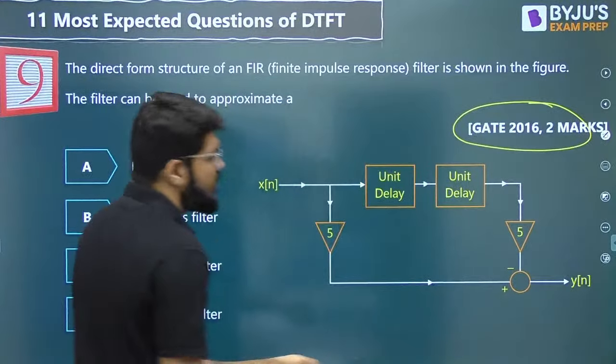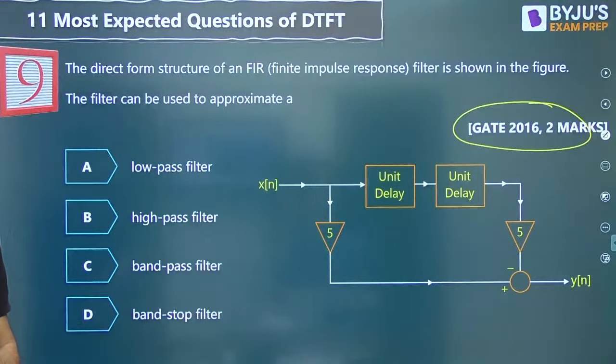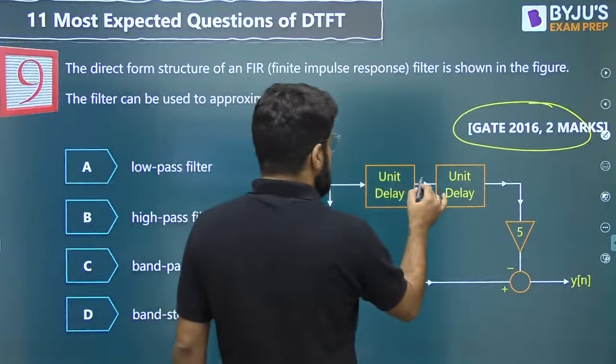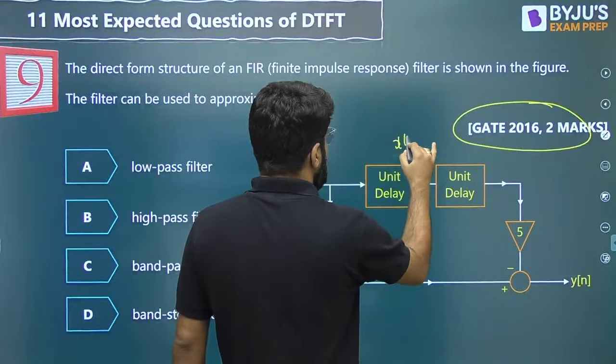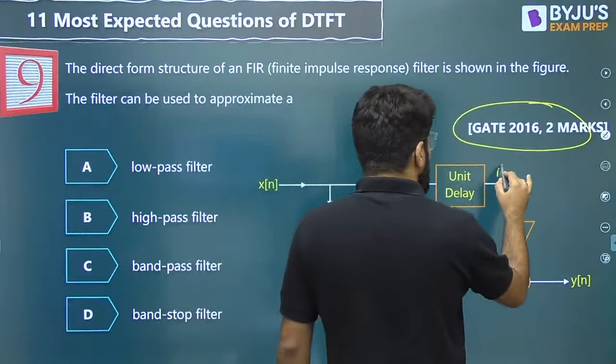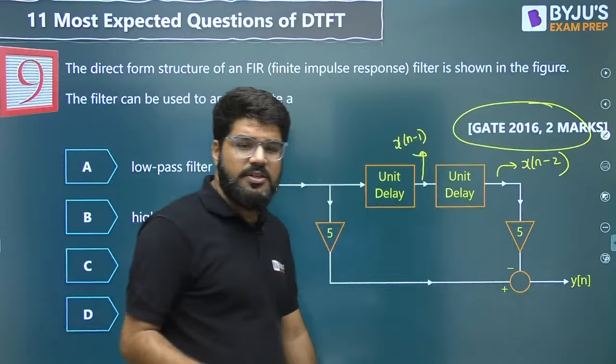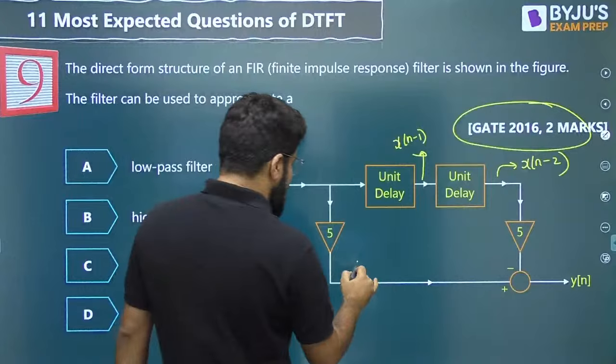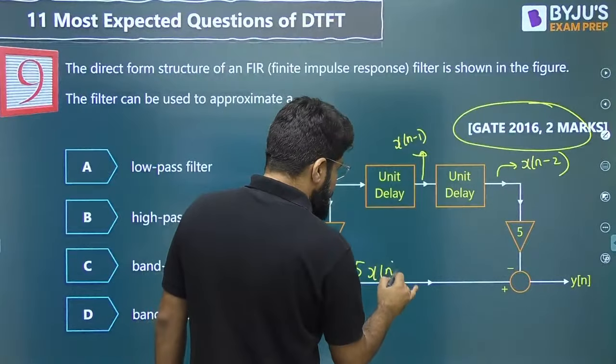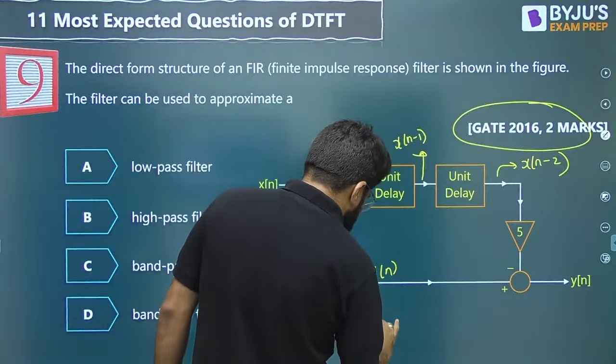Let's convert them into a unit delay also. So if this is a unit delay, what should be here? x[n-1]. One more unit delay. Delay means right shift. So this will be x[n-2]. Right. This is simply the gain 5. So this is 5x[n]. So now what is the output y[n]?